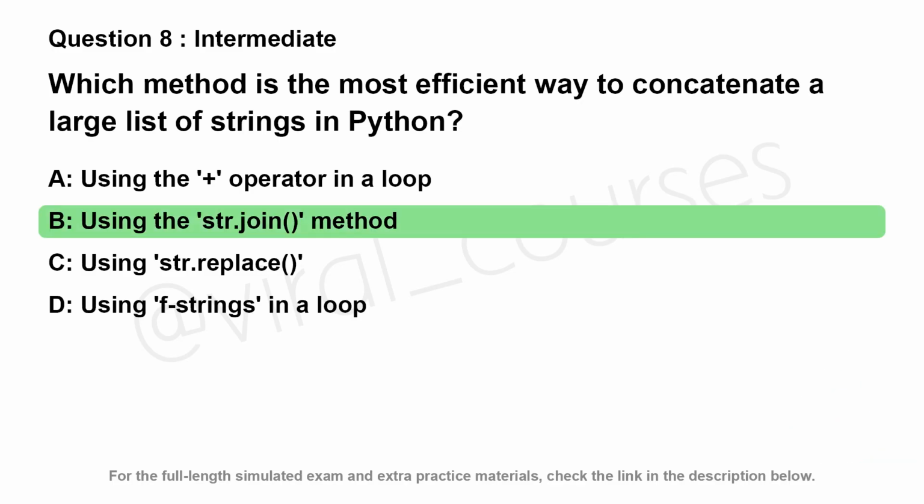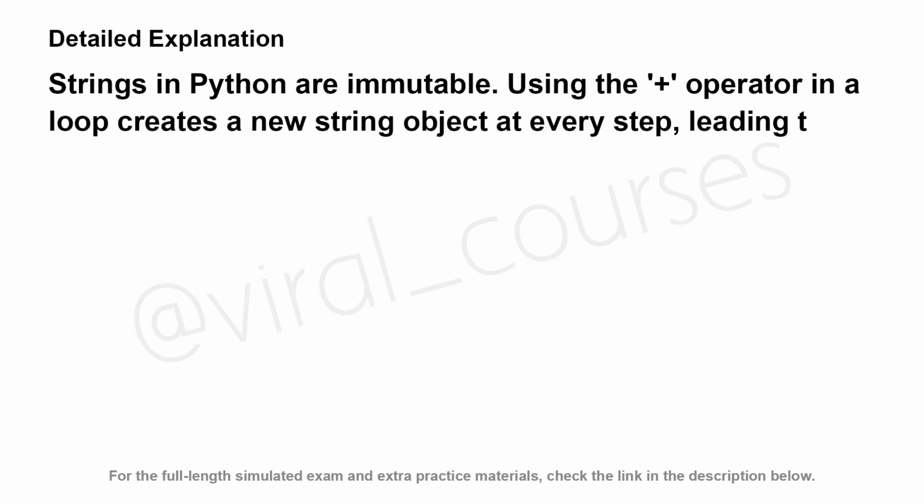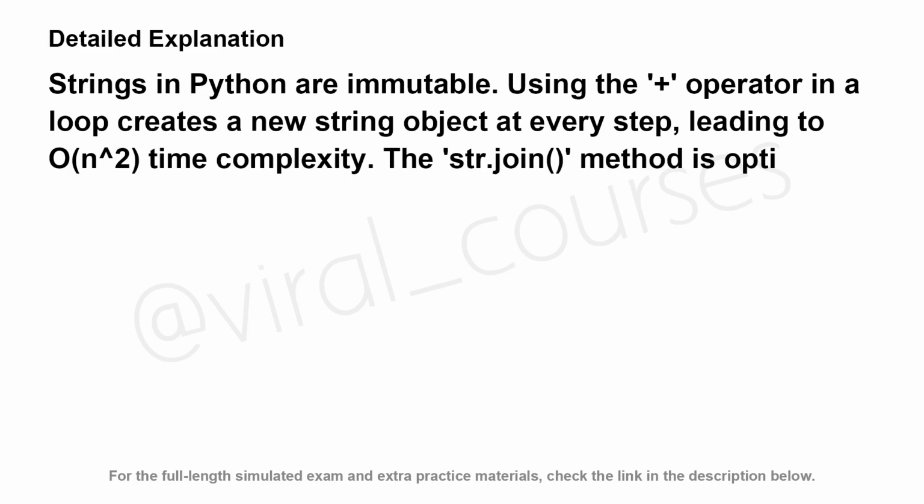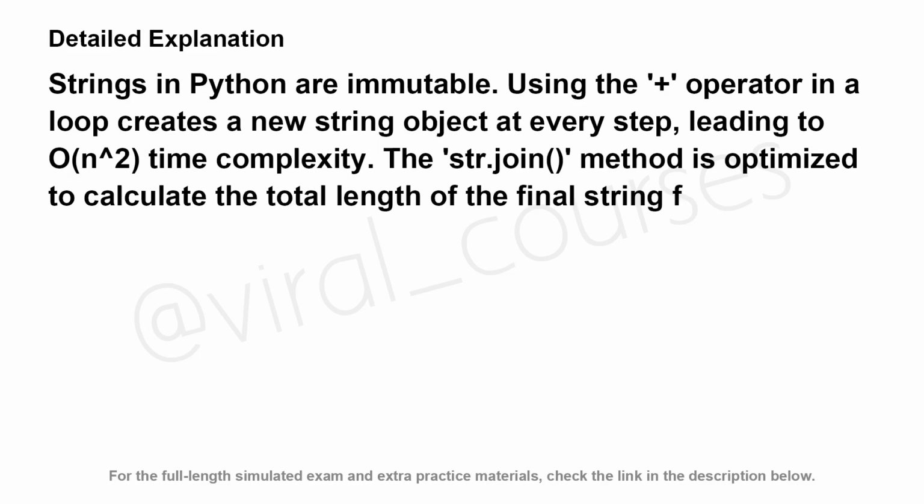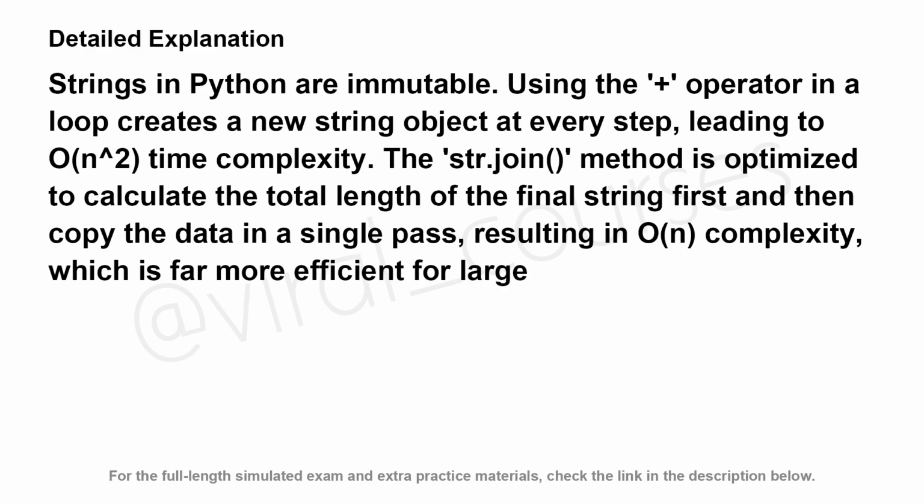The correct answer is B. Strings in Python are immutable. Using the plus operator in a loop creates a new string object at every step, leading to O(n squared) time complexity. The str join method is optimized to calculate the total length of the final string first and then copy the data in a single pass, resulting in O(n) complexity, which is far more efficient for large numbers of strings.